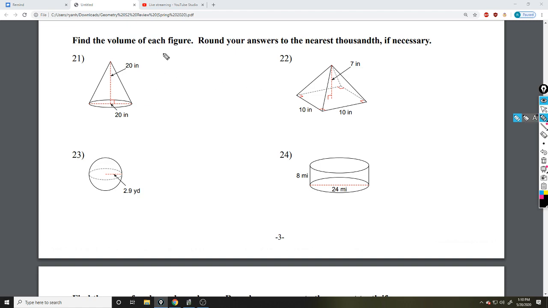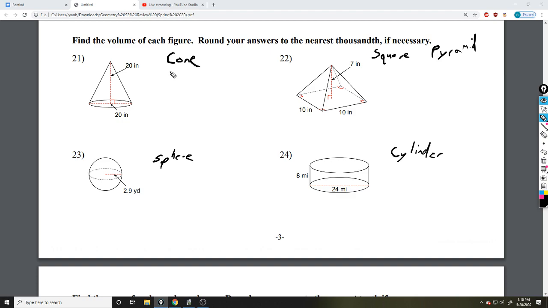All right. So I want to walk through real quick what we've got to find the volume of. We have a cone. We've got a square pyramid. This is a sphere. And this would be a cylinder.